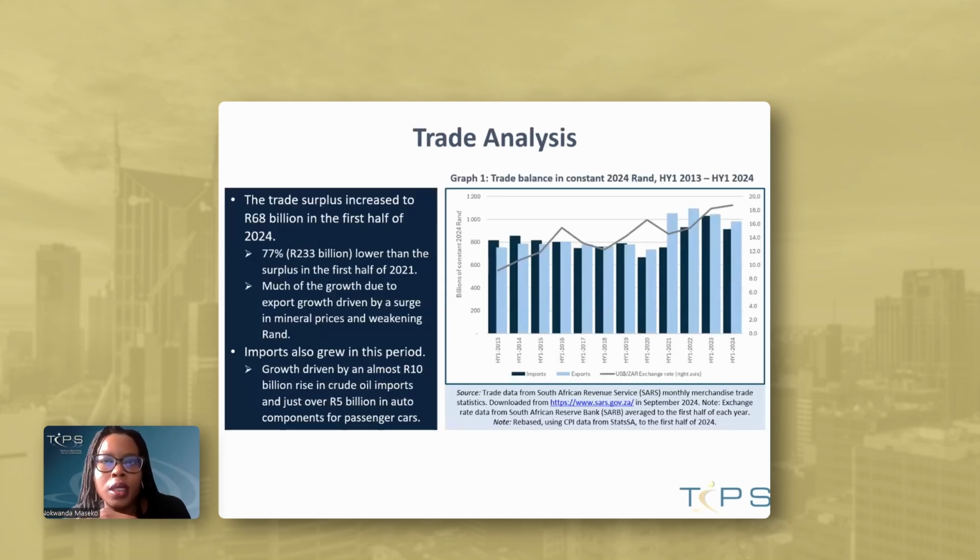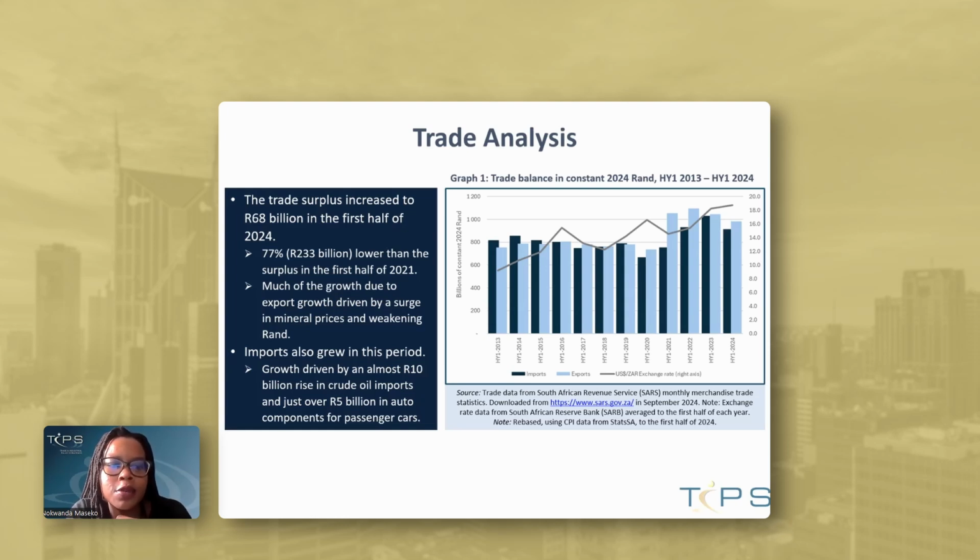In terms of the trade analysis, what we see is that the trade surplus increased to almost 70 billion in the first half of 2024, but that is around 233 billion lower than the surplus in the first half of 2021, which was just after the height of the COVID pandemic. We see that first half of 2021 increase really being around the surge in mineral prices, which would have contributed to the higher surplus at that point.